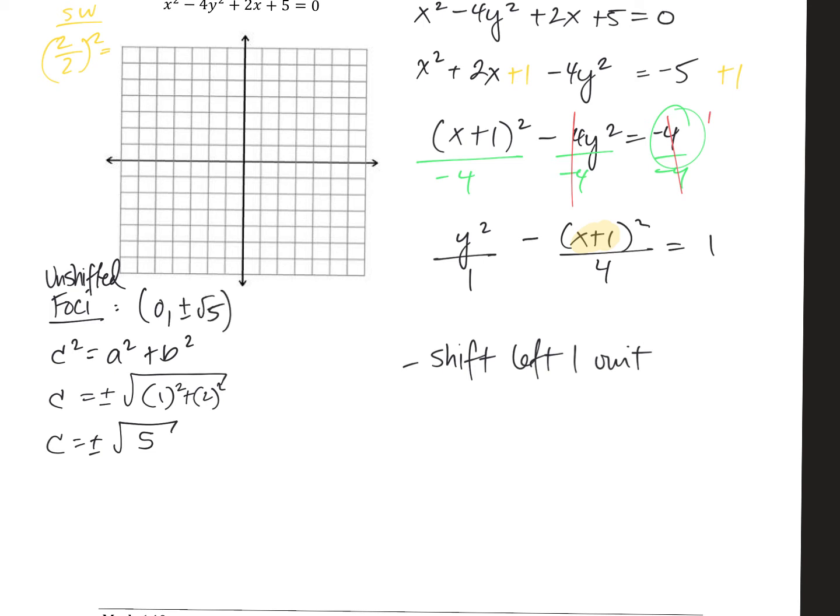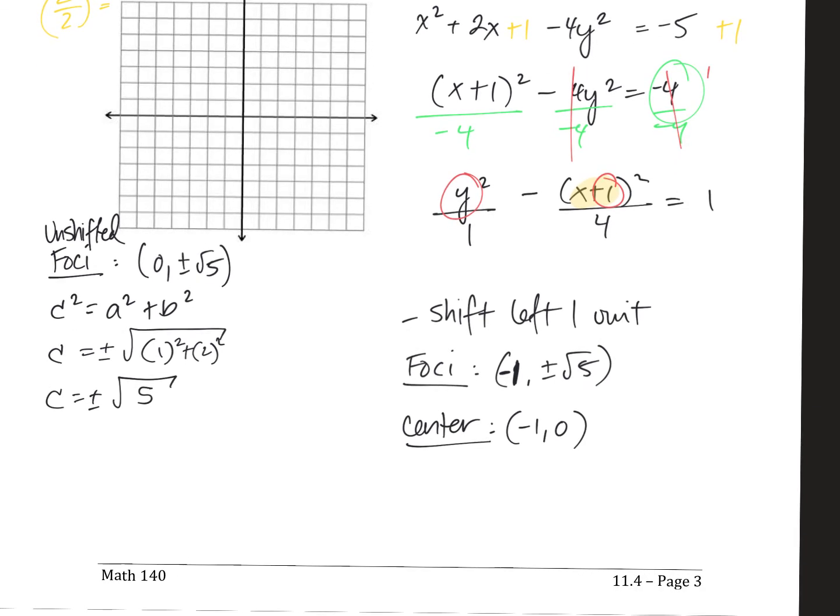But remember, we need to find the shifted one. We're shifting everything to the left 1 unit, so that'll be negative 1, plus or minus root 5. Okay, so we found the foci. Now we need the center, and we can find that easily right off of the equation up here. That would give us a 0, and that would give us the negative 1. So we'll have negative 1, 0. Now we need the vertices.